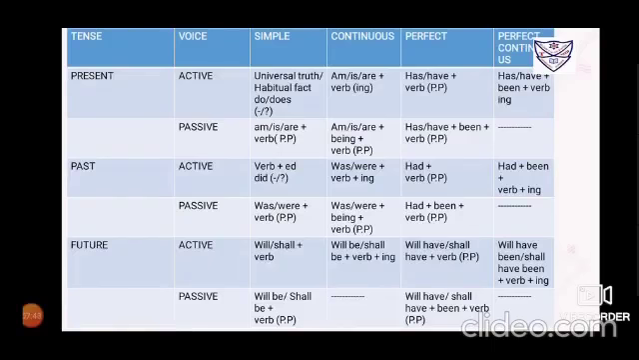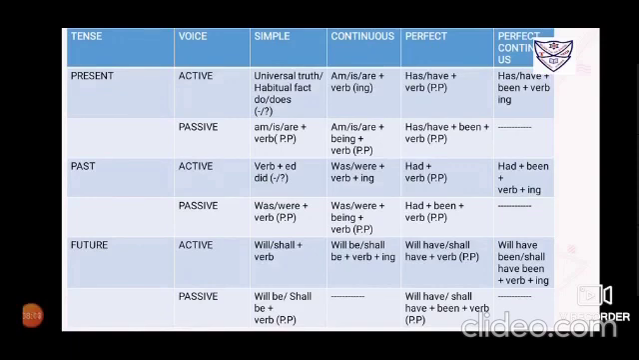When you are using did, you have to bring the verb in the first form, because in past tense the verb will be used in its second form. But when you are using did, you have to bring the verb in its first form, or you can say the present form. Now, for the passive voice of simple past, you have to add was and were, and the verb again will come in its third form.